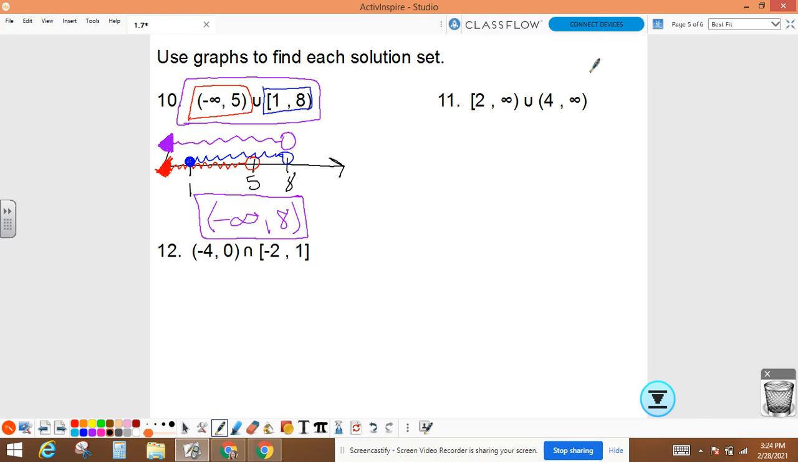All right, number 11. Again, we have what numbers? 2 and 4. All right, so for the first one, we have a bracket at 2 and go towards infinity. For the second one, we have a parenthesis at 4 and go towards infinity.